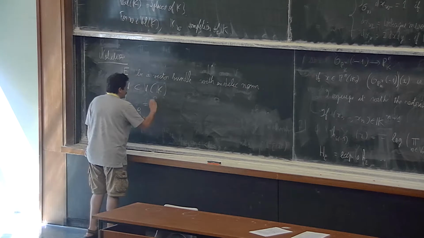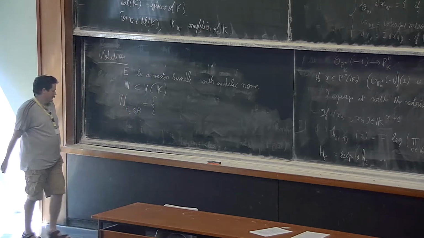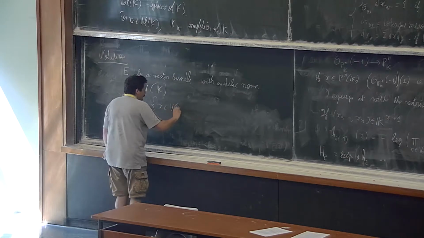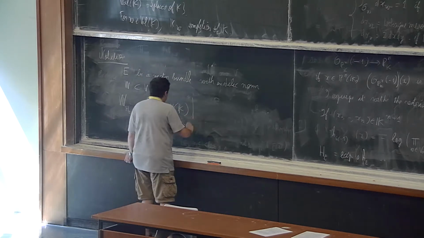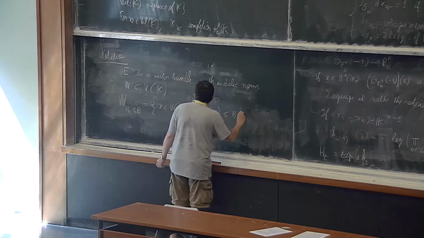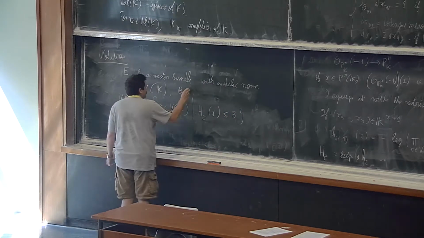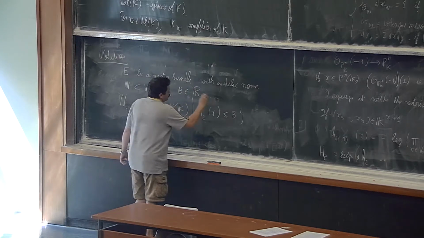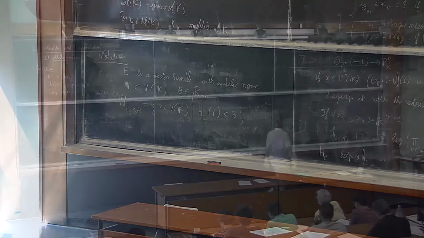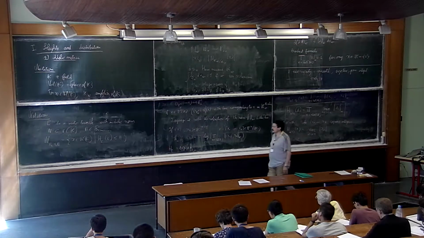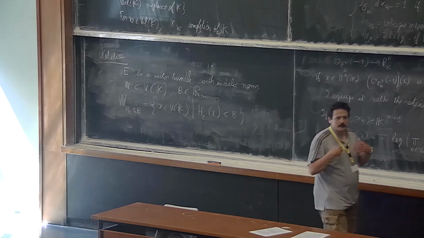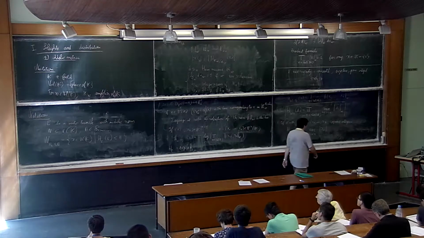So this is a set of x in V of k such that H_E of x is less than B, for, well, I forgot to say that B is a strictly positive real number. And in fact, I want to consider this set asymptotically when B goes to infinity. And I want to understand the distribution of this set.